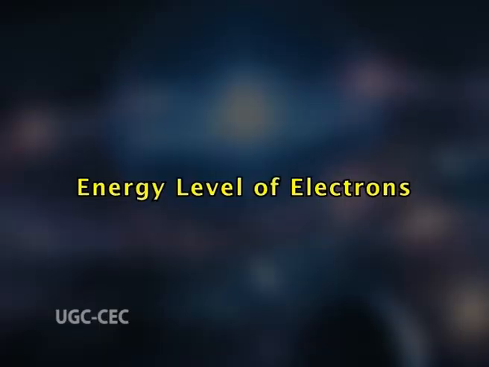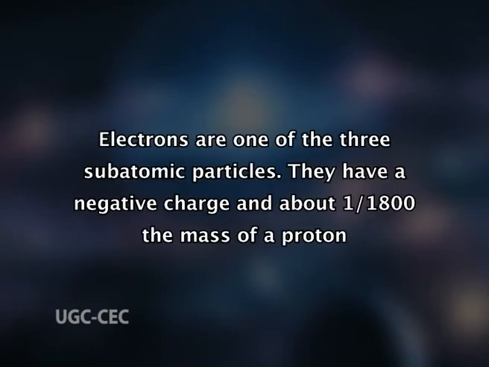Therefore, we can say that the chemical reactivity of an atom is dependent upon the number of electrons and protons and independent of the number of neutrons. Now let's discuss the energy level of electrons. Electrons are one of the three subatomic particles. They have a negative charge and about 1/1800 the mass of a proton. They are attracted to the positively charged protons in the atomic center, but they are repelled by one another.